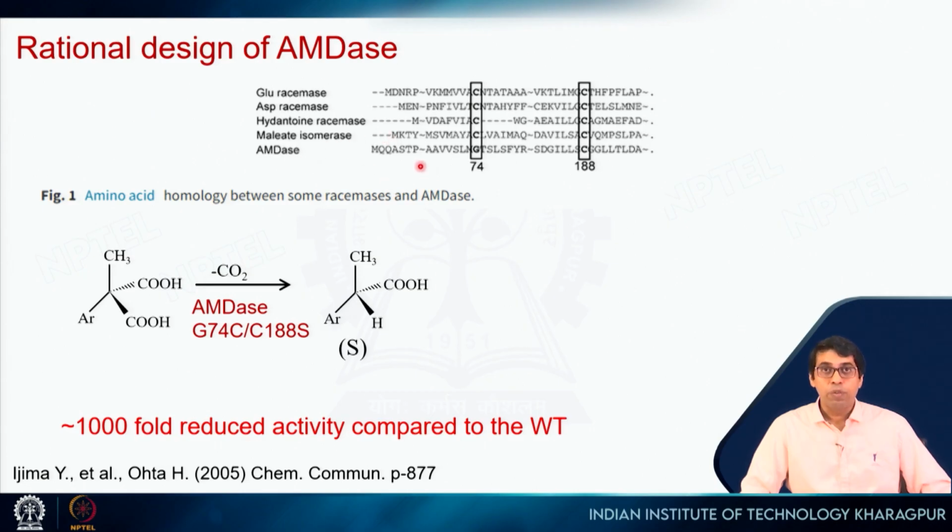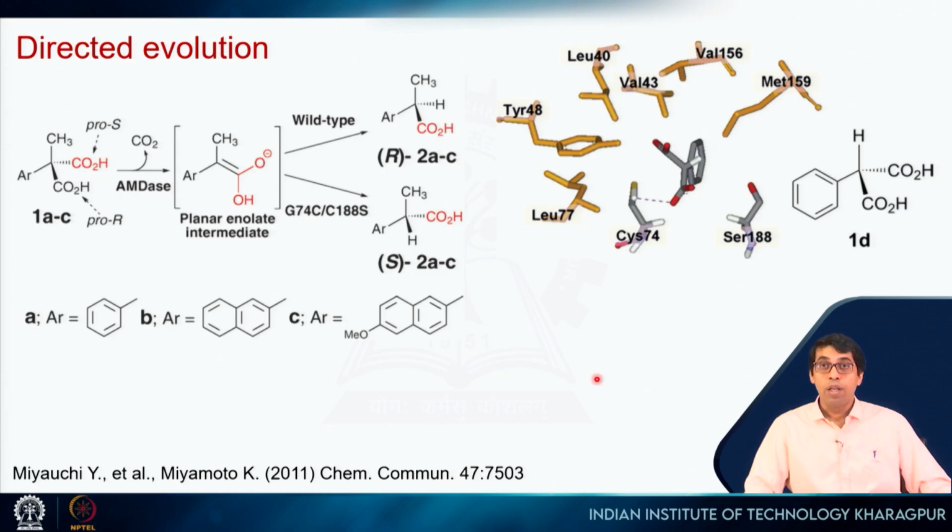this enzyme sequence was compared with other enzymes which perform a similar reaction, not the exact same reaction, but similar. They found that there is this particular position where you can put the cysteine to produce this S isomer. So, what they did was they mutated this cysteine to serine and they mutated this glycine to cysteine, and they found that yes, indeed it produces the S isomer. However, this engineered enzyme had 1000-fold reduced activity compared to the wild type, right? So then how do you improve the activity so that we can make it better?